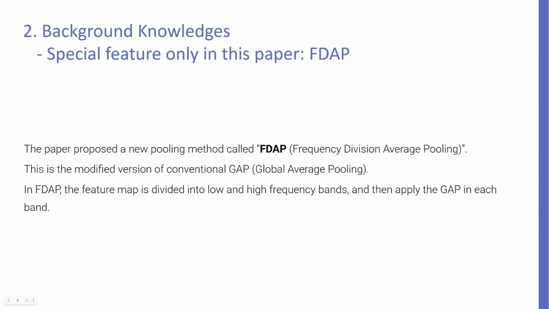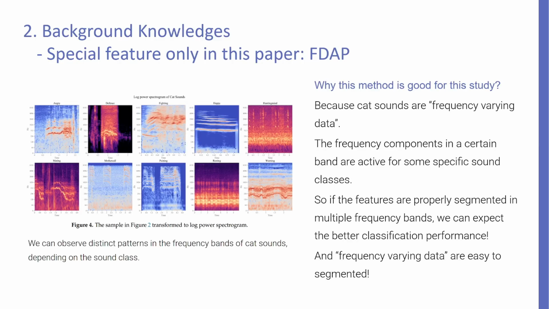This paper proposed a unique technique called FDAP, which stands for Frequency Division Average Pooling. It's a modified version of a conventional global average pooling. With FDAP, the feature map is divided into low and high frequency bands, and then average pooling is applied to each band individually. So, why is FDAP so effective for analyzing cat sounds? As you can see on the left, cat sounds are frequency varying data. FDAP is effective because it can properly segment and capture features from these multiple frequency bands, leading to a better classification performance.